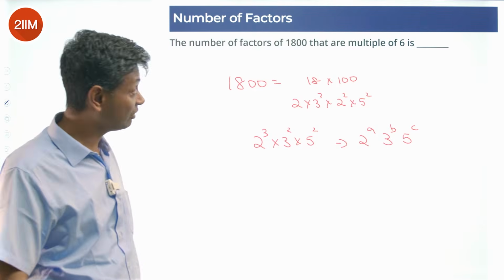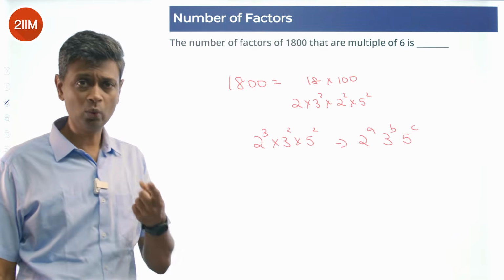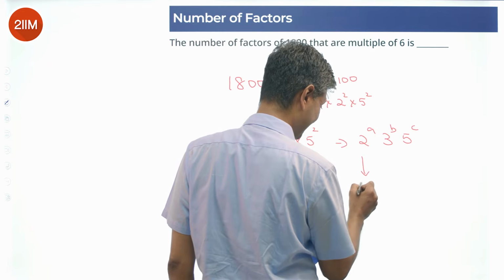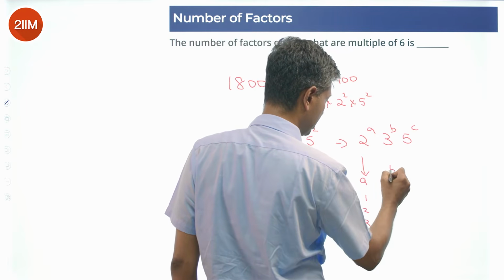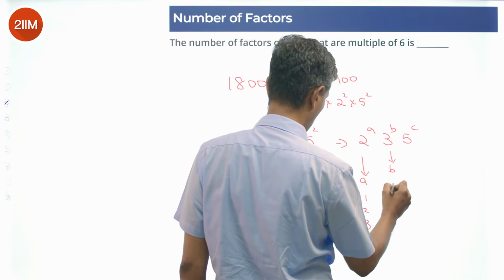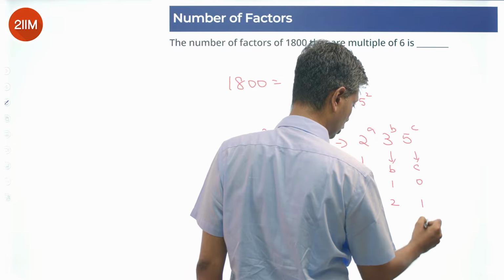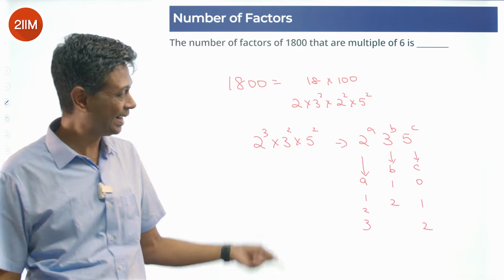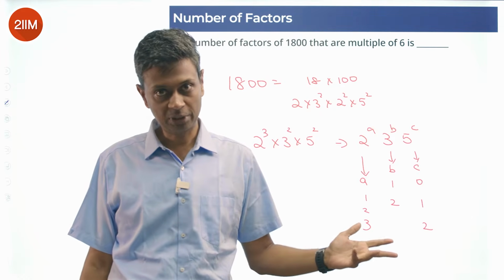Now any factor of this has to be a multiple of 6. So the factor should have a 2 and a 3. Quite simply, here a can take values 1, 2 or 3, b can take values 1 or 2, c can take values 0, 1 or 2. There has to be at least one 2 and at least one 3 in the factor. So a cannot be 0, then the number will be an odd number, cannot be a multiple of 6.